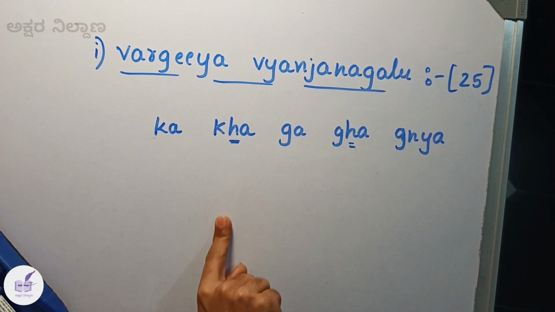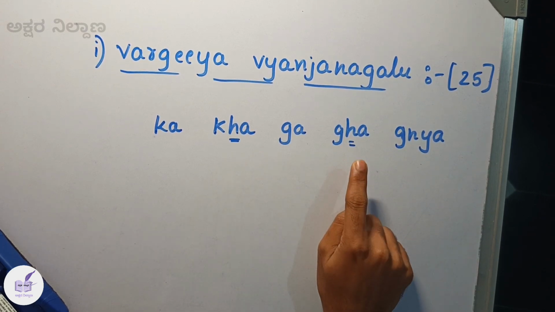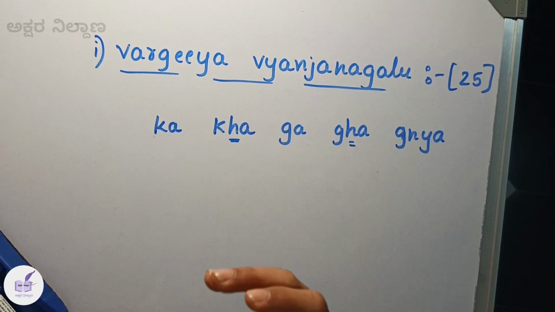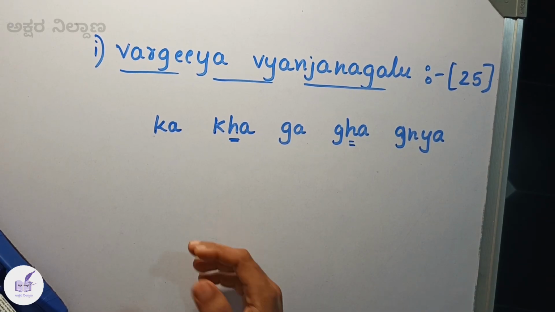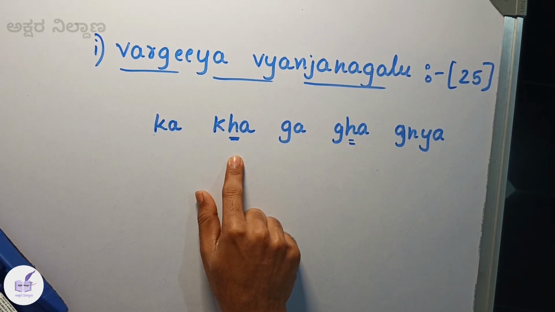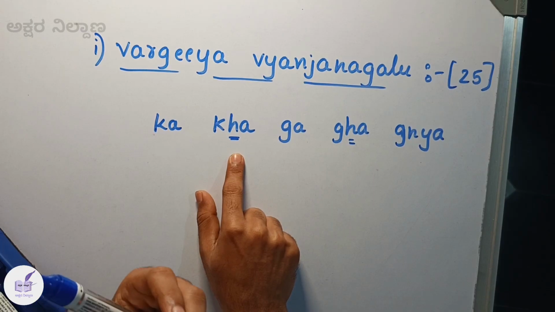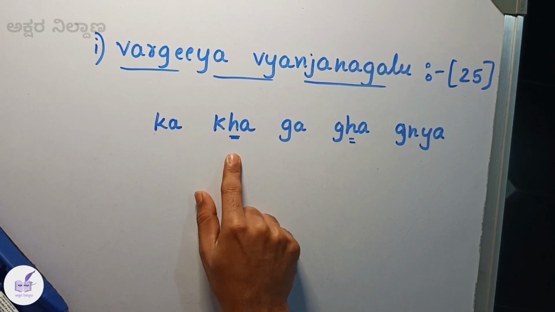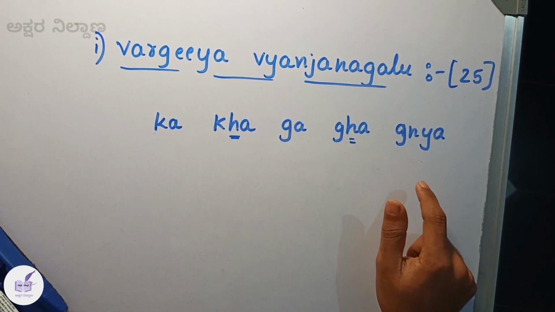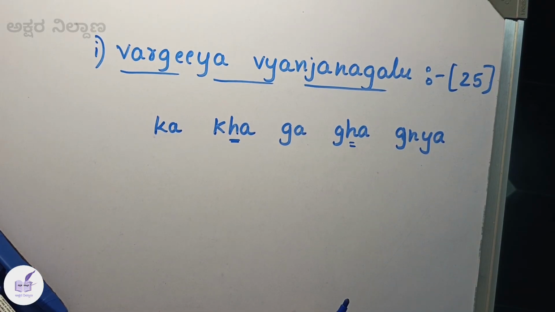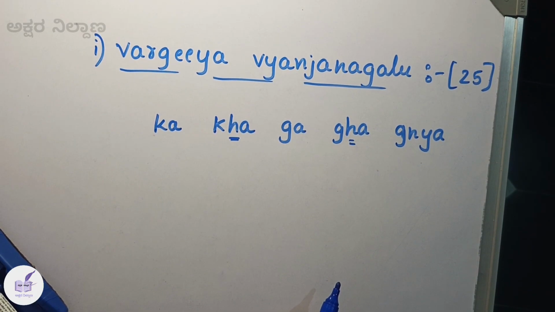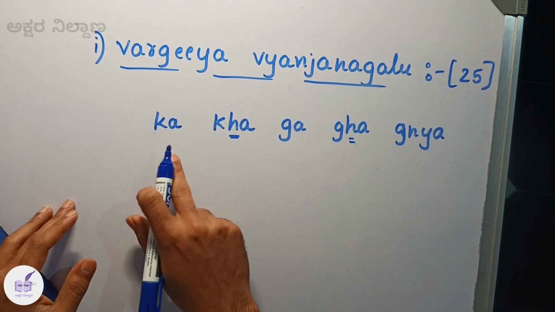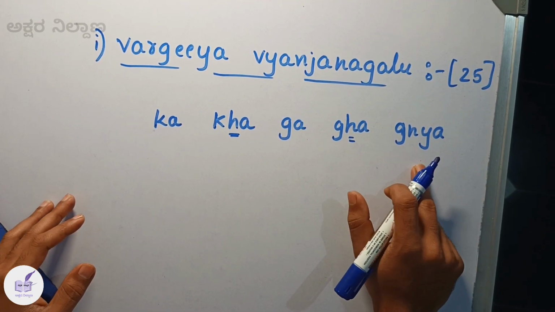When you're pronouncing the second letter and the fourth letter, you're putting some extra effort to pronounce them. Okay, ka, kha. You're expressing some extra effort there. Ka, kha, ga, gha, nya. The only thing working here is the throat. Other parts of your mouth are just free. Okay, ka, kha, ga, gha, nya.